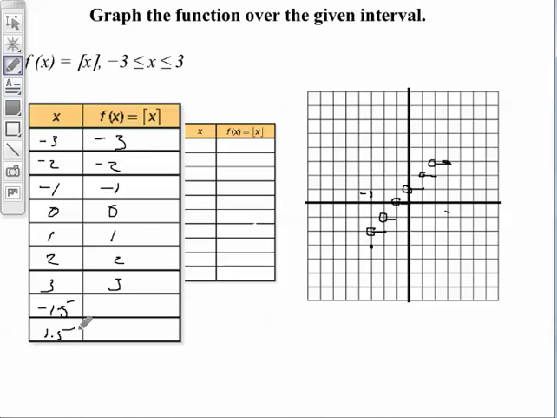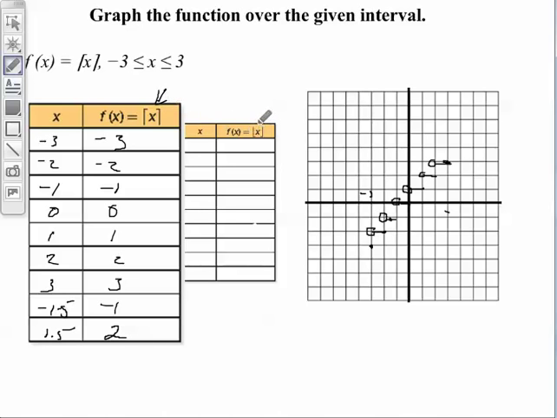But the question is, what is it at -1.5? At -1.5, I come in here and I get down to right there, and I get a -1. At 1.5, what is it? At 1.5, it comes in at a 2. Okay? So that was the graph of this one right here.